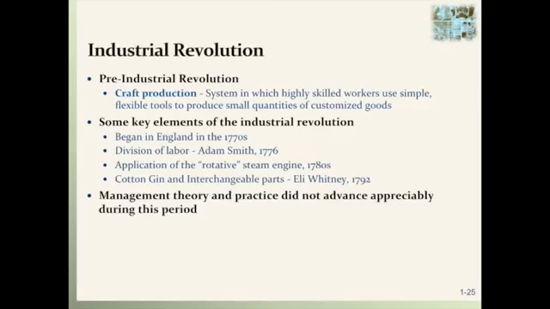So before the Industrial Revolution, there was craft production. This is where highly skilled workers use simple, flexible tools to produce small quantities of customized goods. So there was the blacksmith. You would go to the furniture maker and say, I want a chair, and they would make you a chair. And each chair was different.